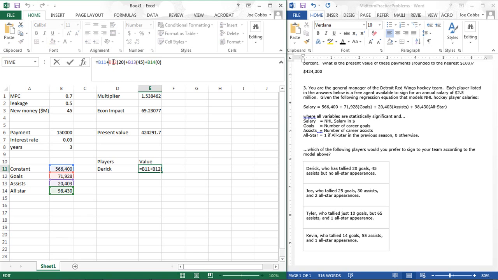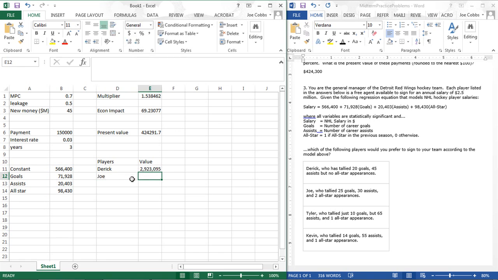Sorry about that. Let's revise this equation here quickly. I didn't tell it times in Excel. Just need to add in my times, my parentheses here, just to make sure that Excel knows the order of operations. There we go. All right, so Derek looks like a pretty good value. He's worth almost $3 million.